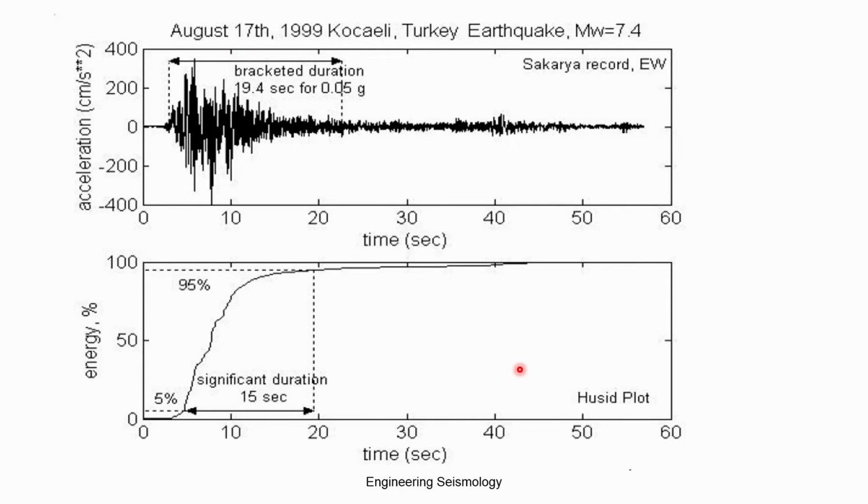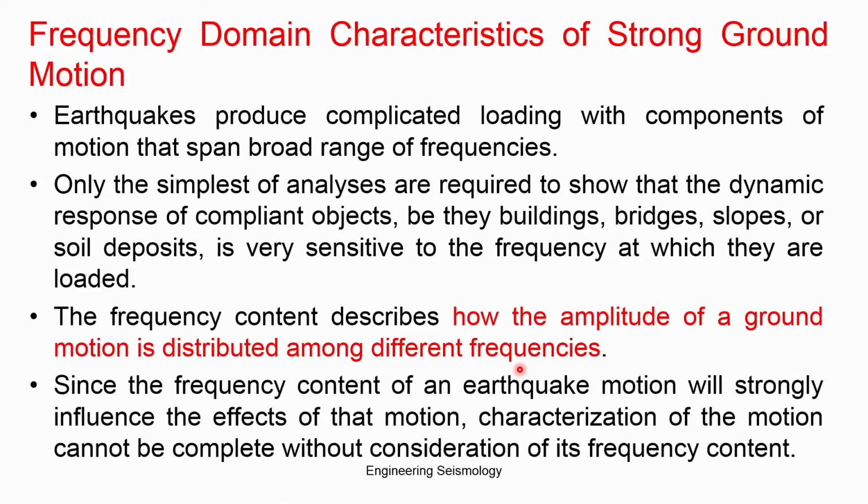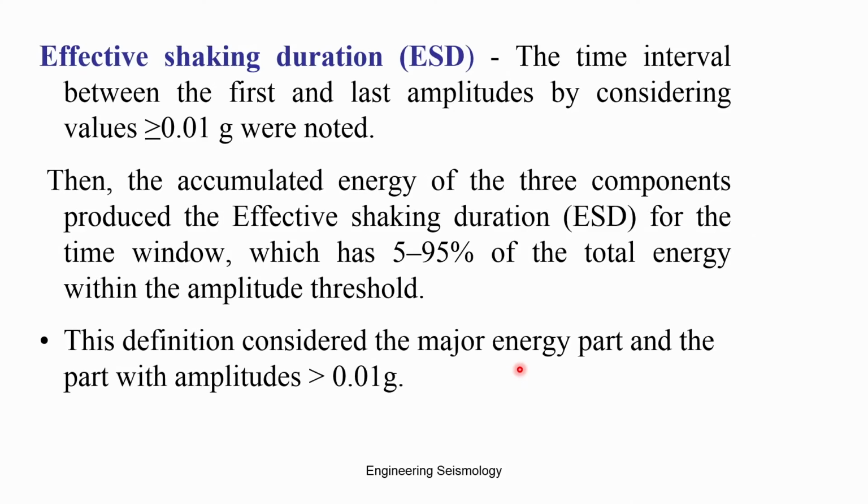You can see that for the same data, the significant and bracketed durations may not be equal. There will always be a difference. Okay. So, then the effective duration: the time interval between the first and last peak considering the value of 0.01 g effective shaking. So, this was the new duration definition, looking at it from the effective, significant and shaking point of view, and these definitions are given. You can see the effective duration definitions are given as 5 to 95% above 0.01 g. So, clubbing together, you can get an effective duration.